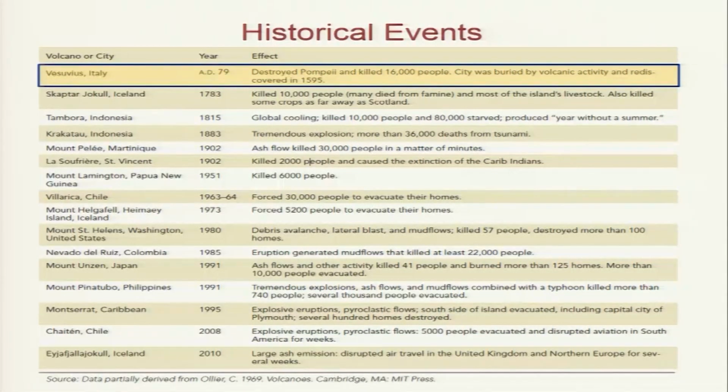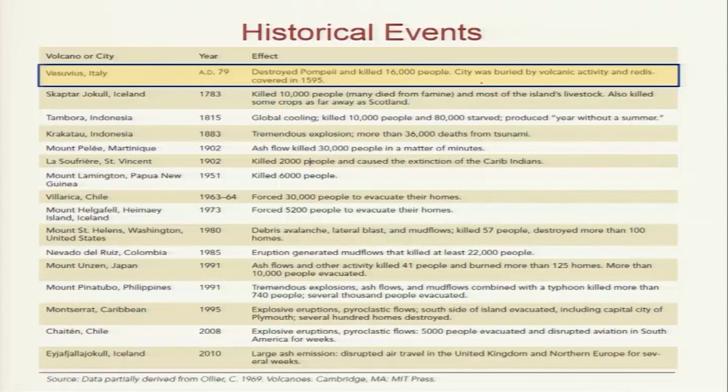I am not going to talk about all of them, but of course a few we will discuss to understand the quantum of effect because of the volcanic eruptions. This is in Italy, Vesuvius. It occurred in AD 79, destroyed the city of Pompeii and the area, and killed almost 16,000 people.